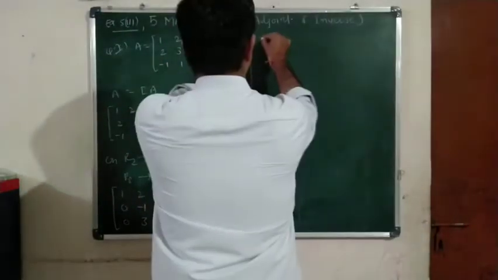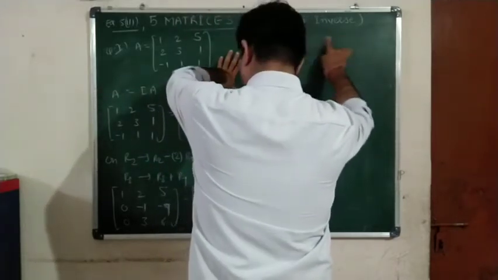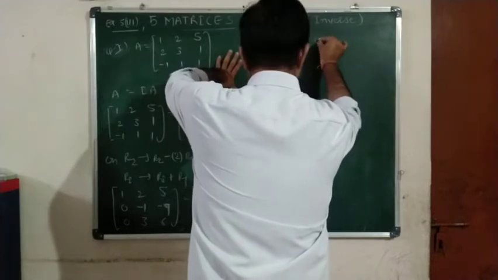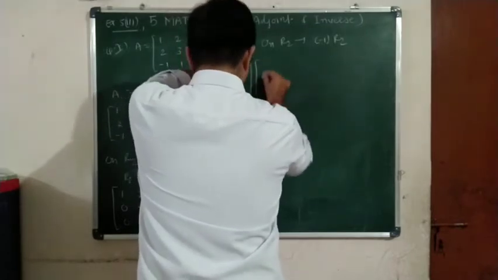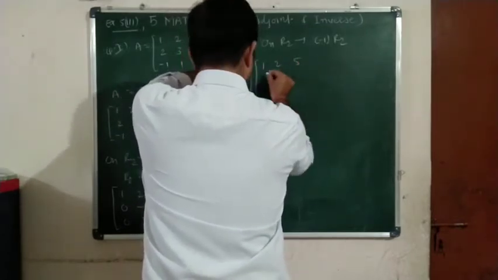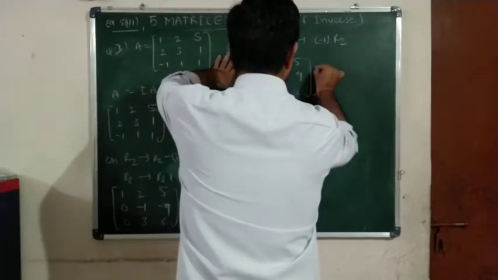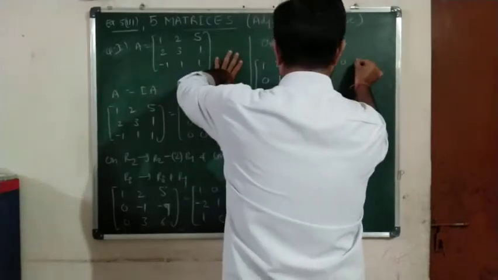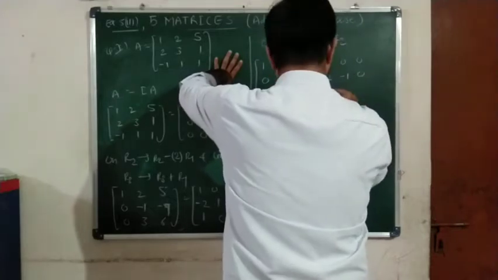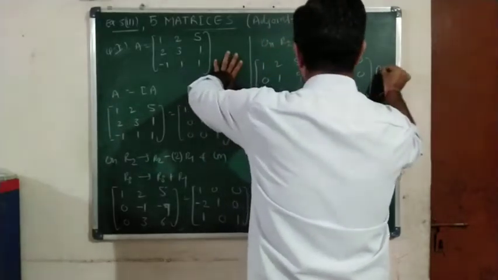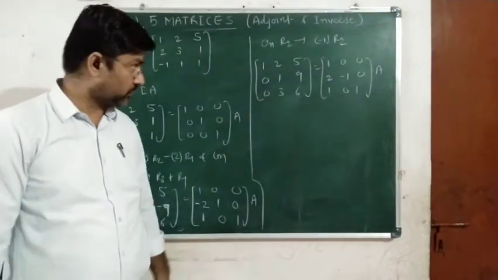So on R2, minus 1 into R2. You have to multiply the second row by minus 1, which means you only change the sign. 0, 3, 6. Similarly 1, 0, 0, 2 minus 1, 0, 1, 0, 1. Here now we got 1 over here. Now on these two places we have to bring zeros. So now it is easy.